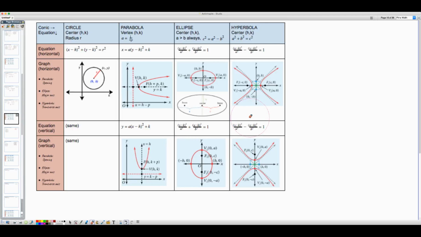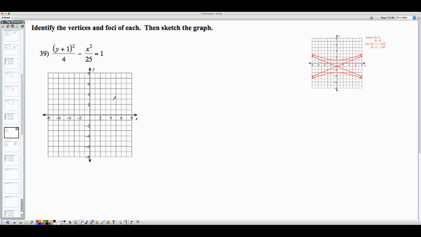We're going to do some more conic examples like what is going to be on your test, only they will be multiple choice. And I'm going to work through some more examples here. Here we're to identify the vertices and foci of each.